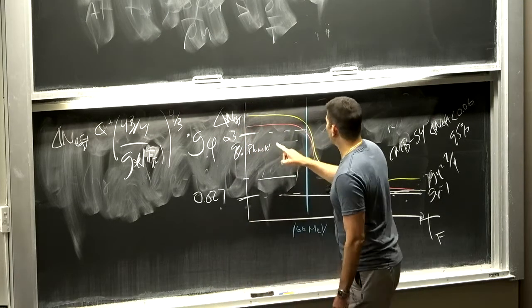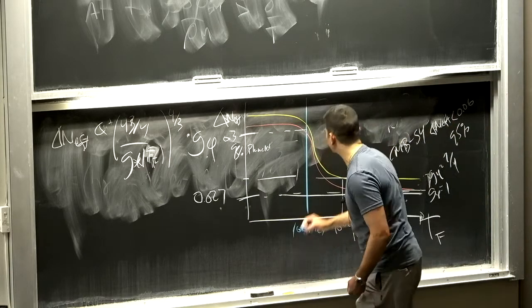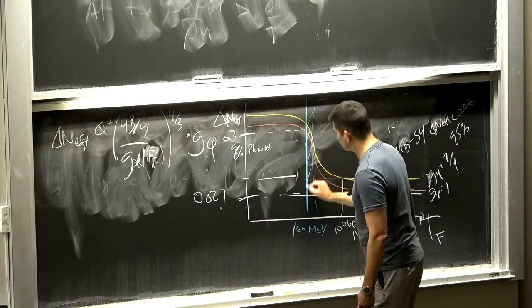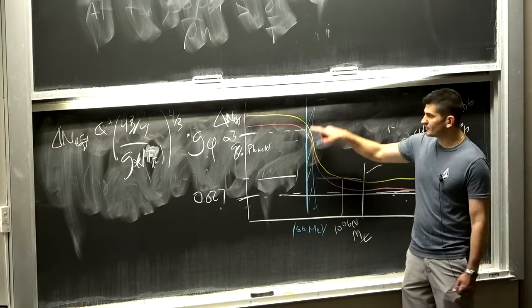Okay, what's happening in this line here? Why did I put this region? It should be a little region here. Yeah, so this is the QCD phase transition here.